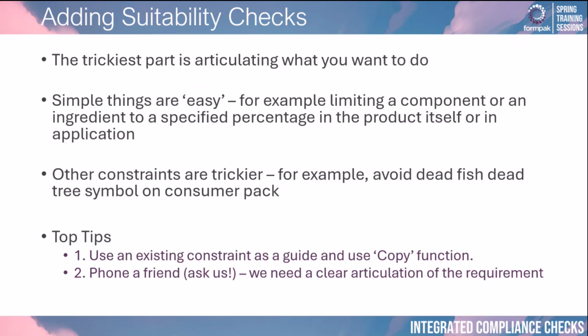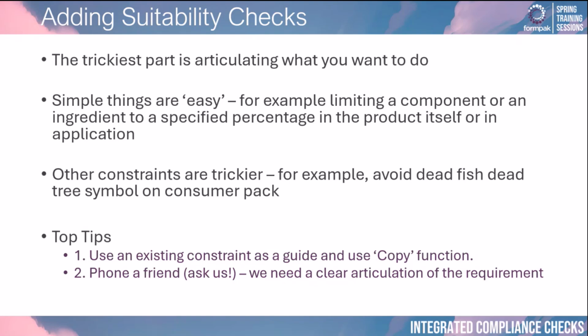Now, when you come to add your own suitability checks to your system, the trickiest part is articulating what you want to do. Simple things are typically easy. For example, limiting a component or an ingredient to a specified percentage in the product itself or an application. That's fairly straightforward. But other constraints are trickier. For example, to avoid the dead fish, dead tree symbol on a consumer pack. So our top tips are to use an existing constraint as a guide and use the copy function, and phone a friend. You can ask us.